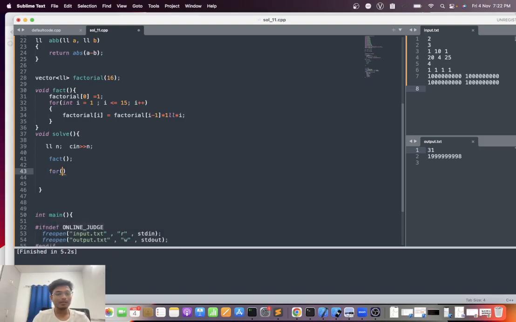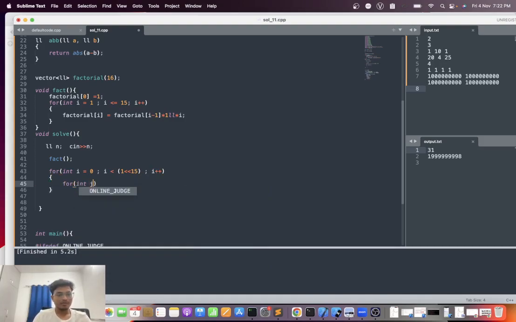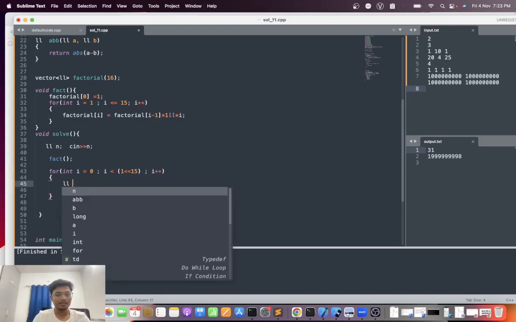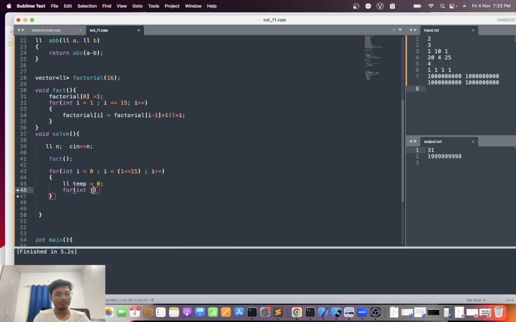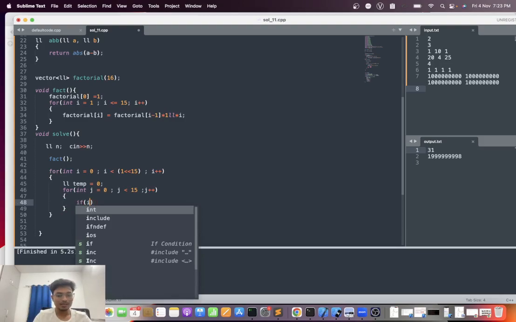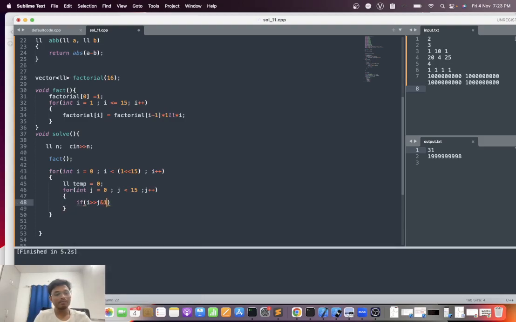Now I need to go over all the possible conditions, that is from 1 to 2 to the power 15. So I'm just checking which values are set. I'm taking a long temp variable for the answer. I have an array of 15 values. If this value is set, for this current i running from 0 to 2 to the power 15, I am including it in my answer.